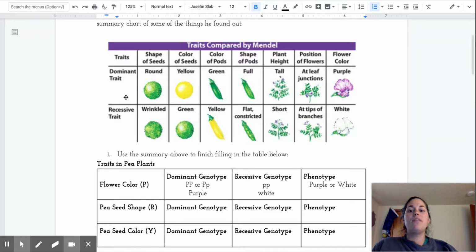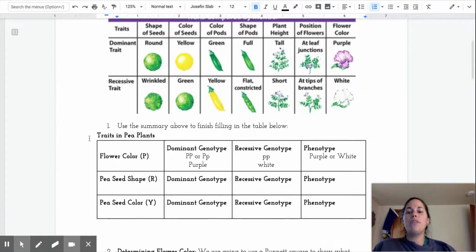So we can see the dominant traits in pea plants are round peas, yellow in color, grown in green seed pods that are full. Pea plants are usually tall, with flowers at leaf junctions and purple flowers. However, the alternate forms of these traits, we could see wrinkled peas, green-colored pea seeds, yellow pods, flat or constricted pods, short pea plants with flowers at the tip, and white flowers.